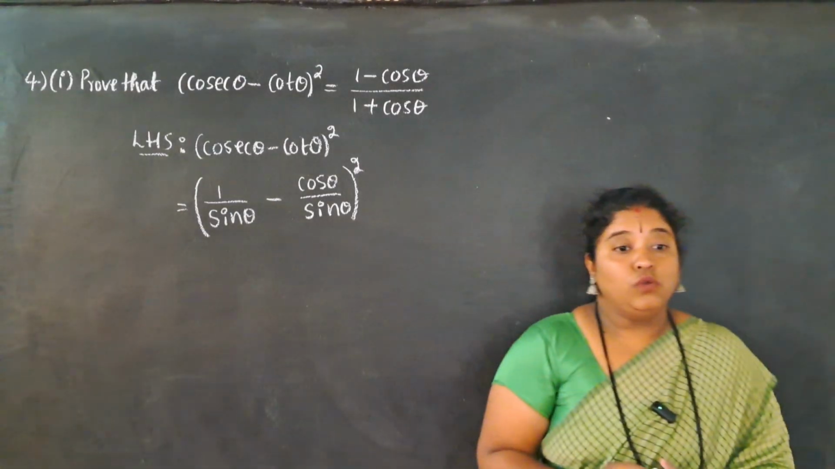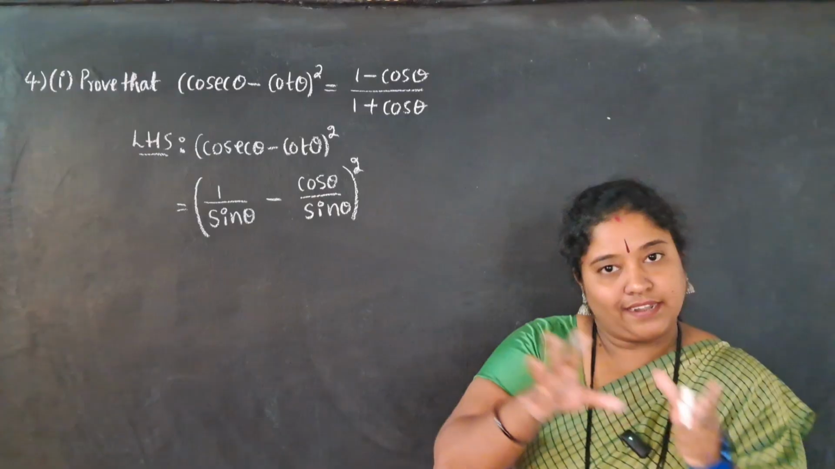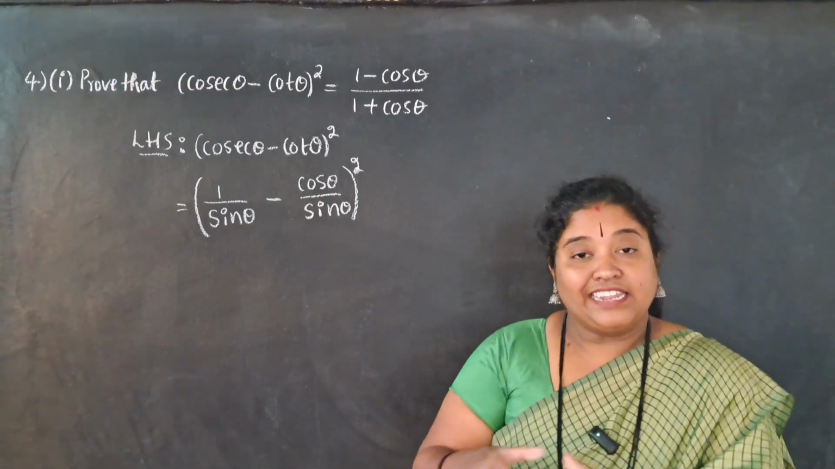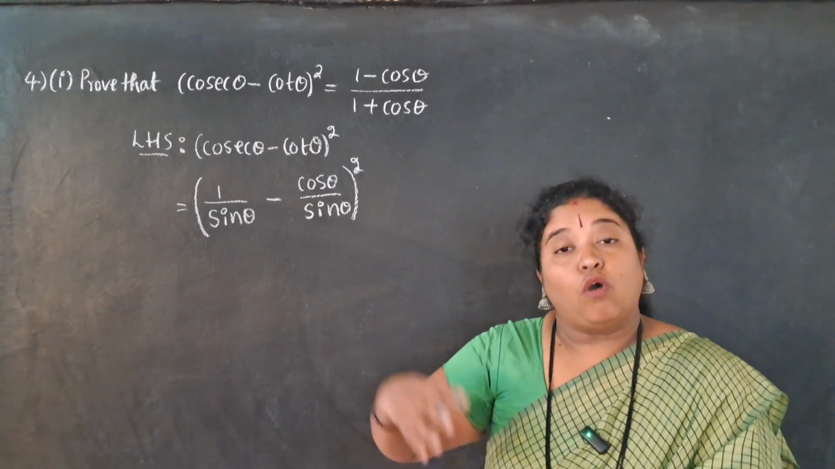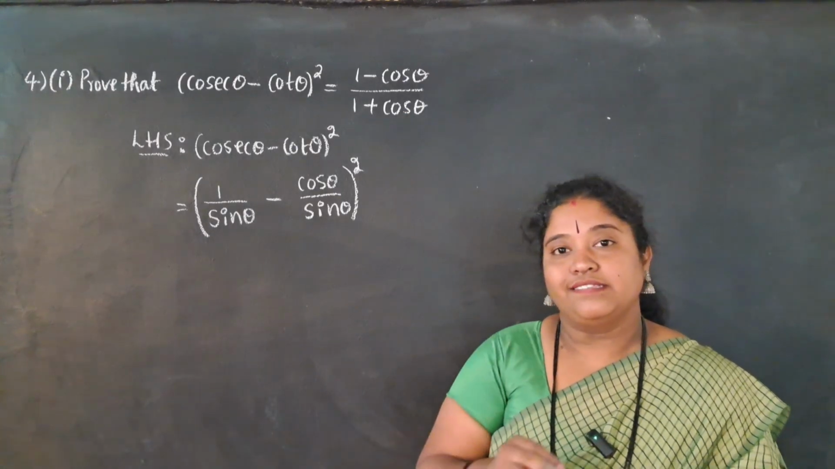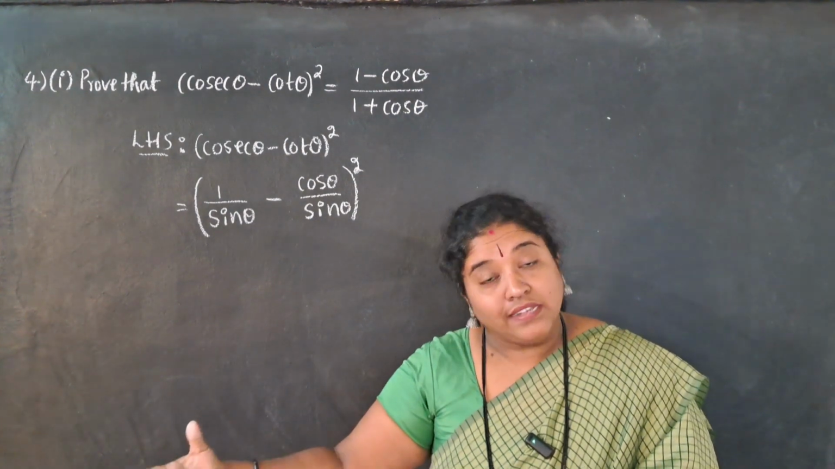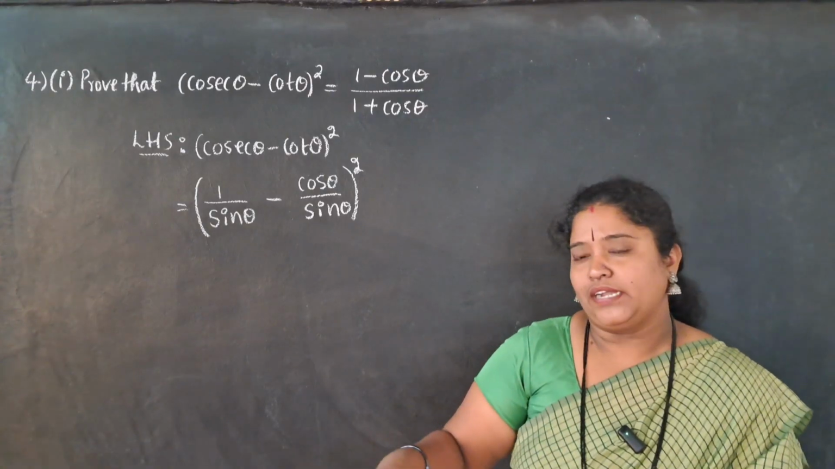For now you have to be very thorough with these, dear. Cosec is the reciprocal of sine, sec is the reciprocal of cos, tan can be written as sine by cos, cot can be written as cos by sine, and all the trigonometric identities like sine square theta plus cos square theta equal to 1, 1 plus tan square theta is equal to secant square theta, 1 plus cot square theta is equal to cosecant square theta.